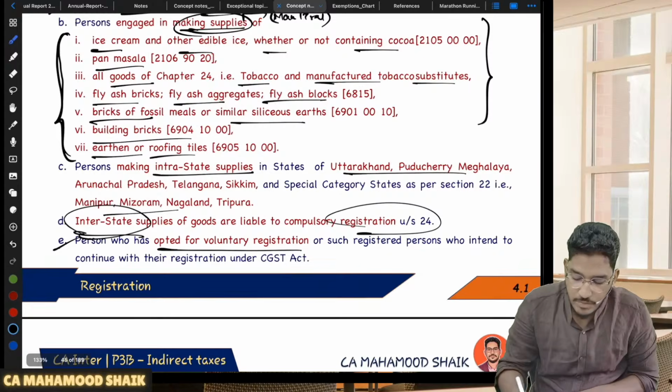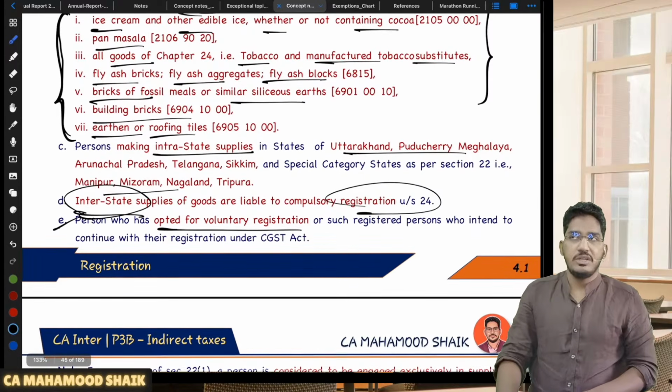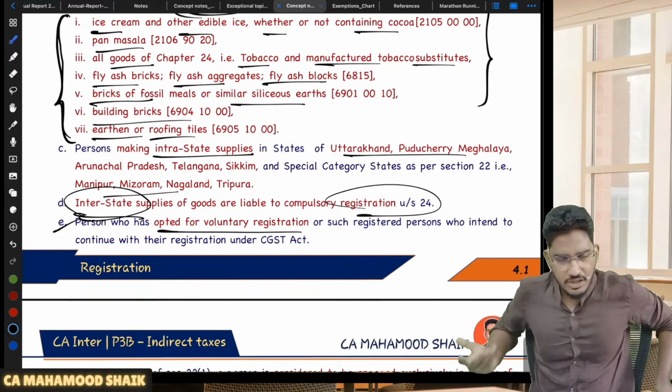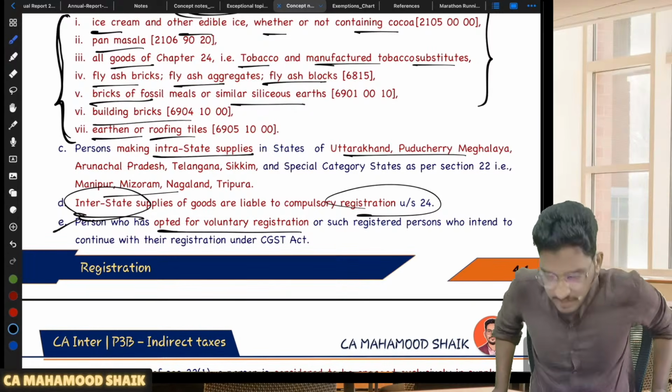And if you are such a person who has opted for voluntary registration, then also there is no purpose of checking the limits and all, because you have opted for voluntary registration. Anyhow you will become liable. Anyhow you are already registered.